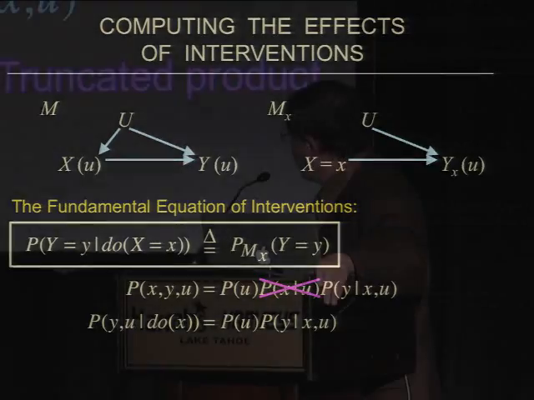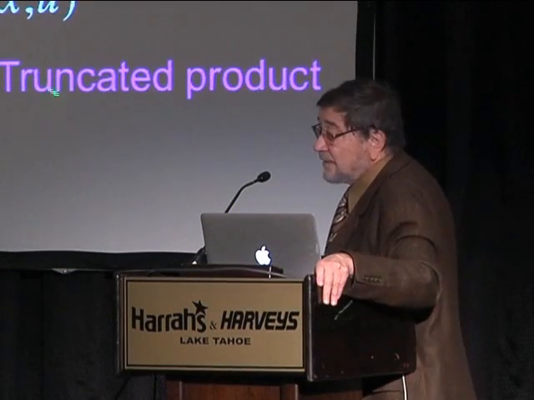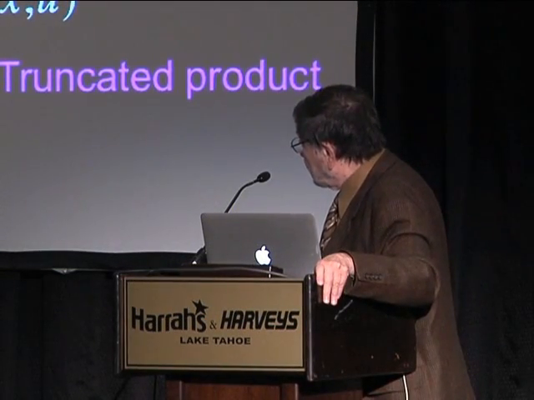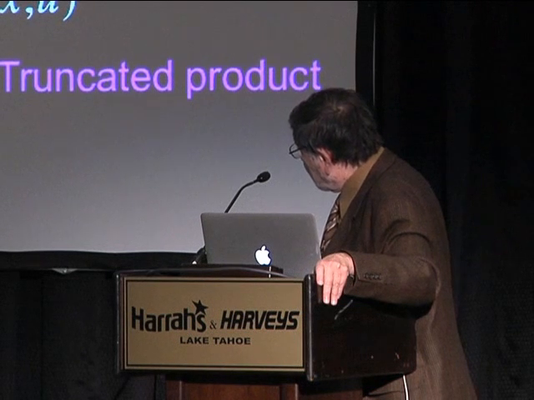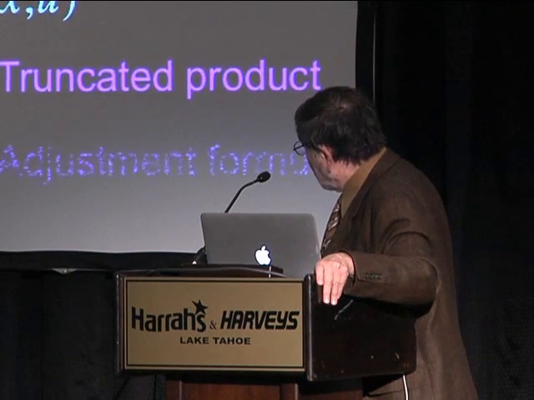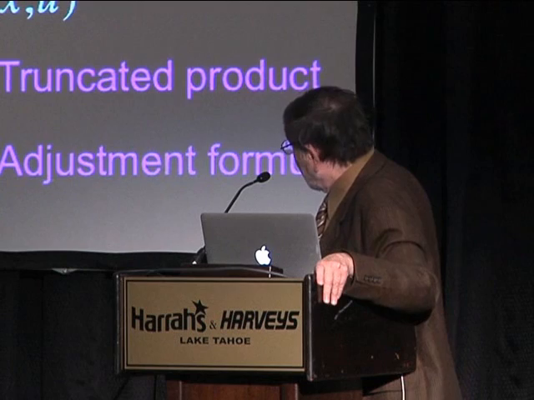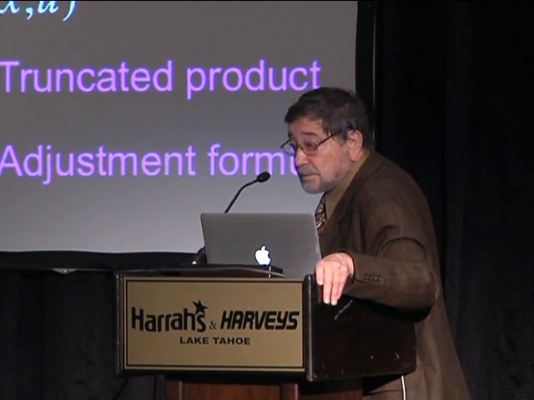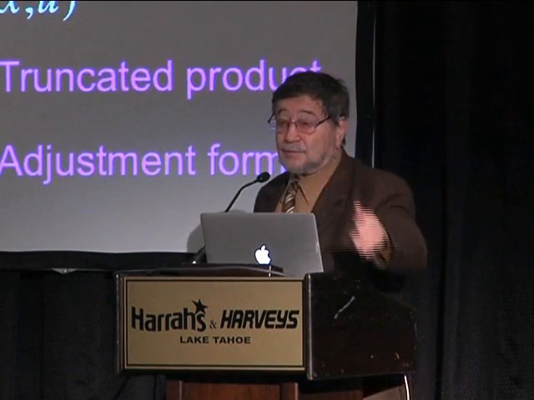If you want just the probability of y, that's called truncated product. If you want the probability of y, not of u, you have to sum over u. And then you have what is called the adjustment formula, adjust for u. If u is unobserved, Elias is going to talk about it.